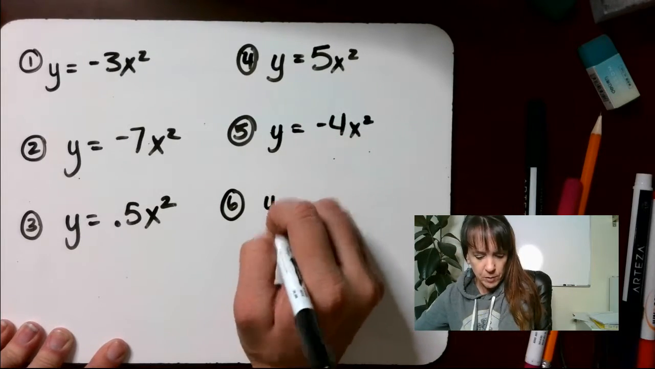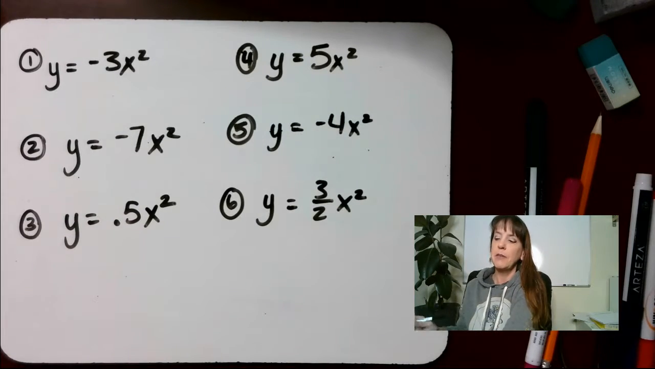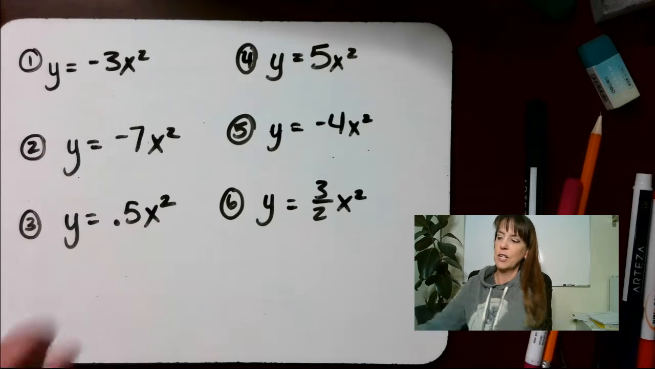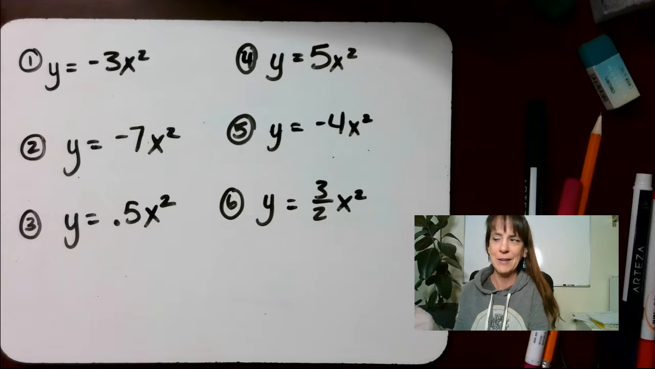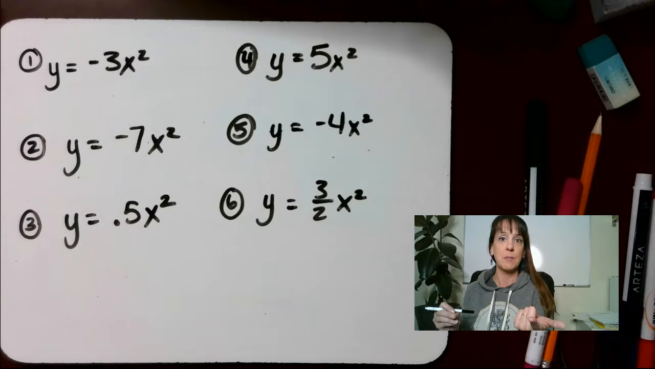Okay, so what I want you to do now is pause the video and identify what its vertex is. All of these are going to be (0, 0) because we haven't gotten any further than that. But I want you to identify if it opens up or down, or if it has a minimum or maximum. So go ahead and pause and then come on back.